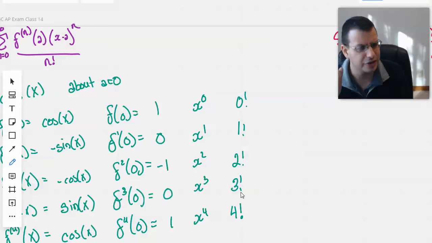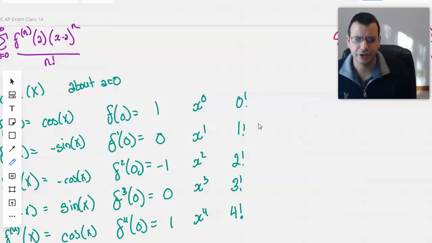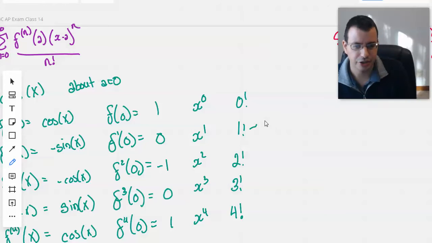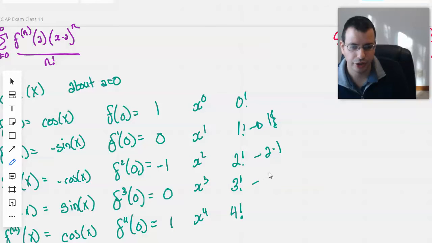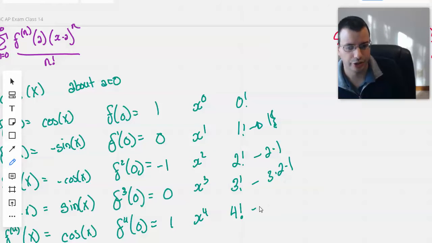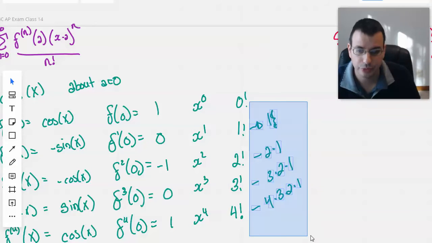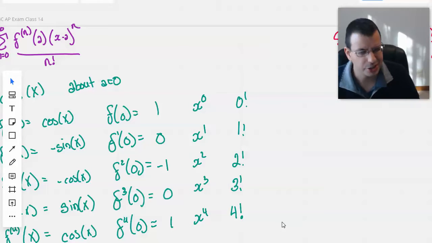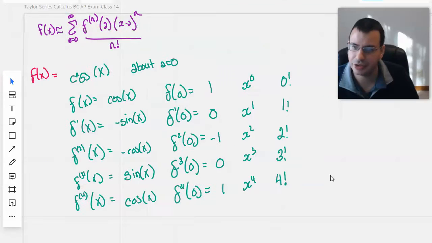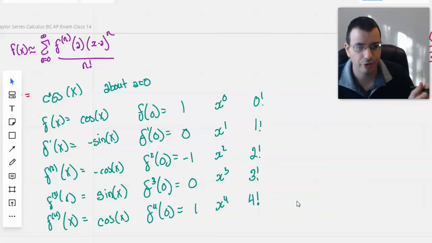I don't know if I ever actually explained what factorial is. So this factorial here is just 1. This is 2 times 1. This is 3 times 2 times 1. This is 4 times 3 times 2 times 1. Just in case. You probably knew that, but just in case you didn't, I will throw that out there.